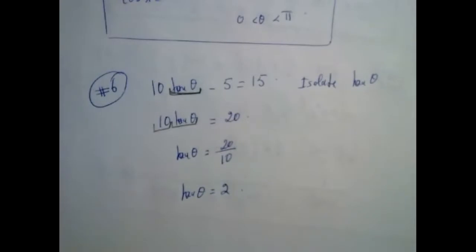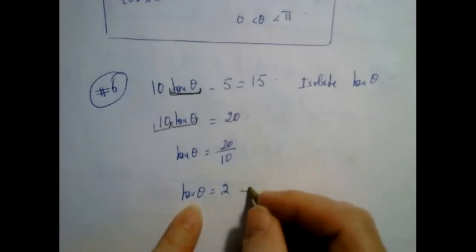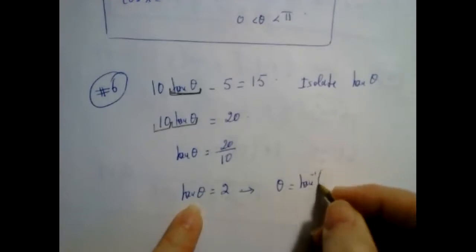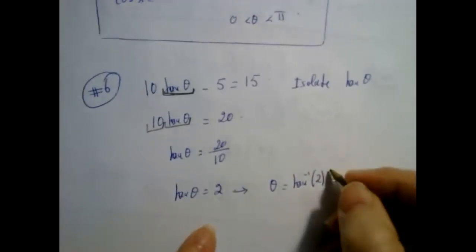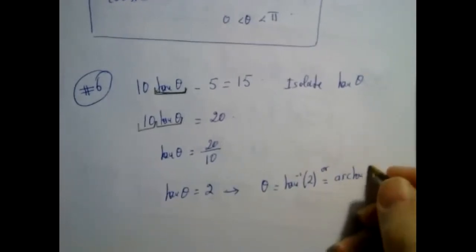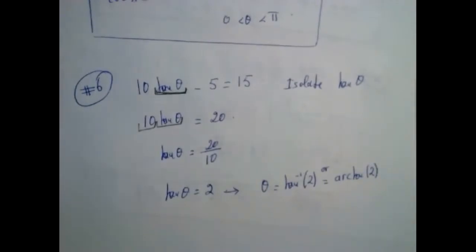Once I isolate the tangent, now the question is to find the angle. I know the tangent, I know the angle. That's what the tangent inverse is created for. So this would give me, and I want one angle, theta is tangent inverse of 2, or arc tangent of 2. I keep writing it both ways because I want you to know both. That's what this new thing we call arctangent is for. It helped me to solve this equation.